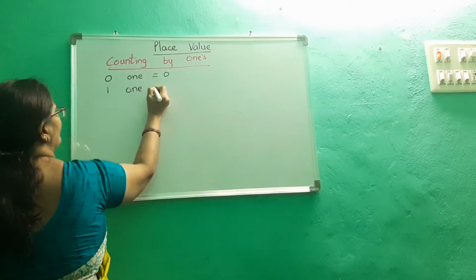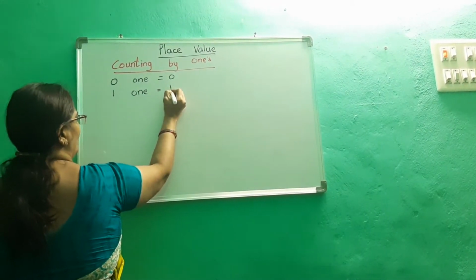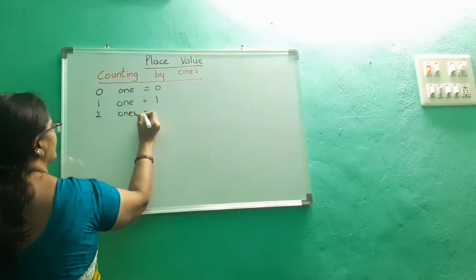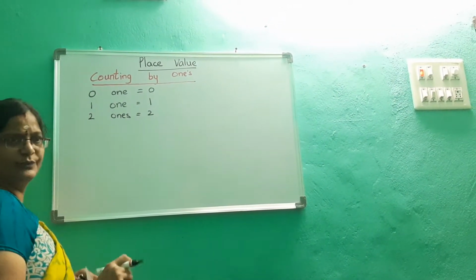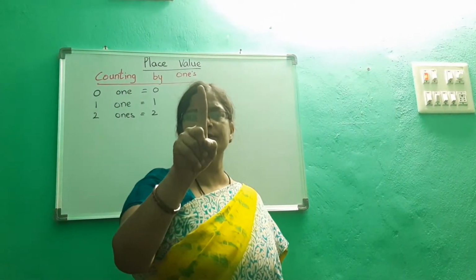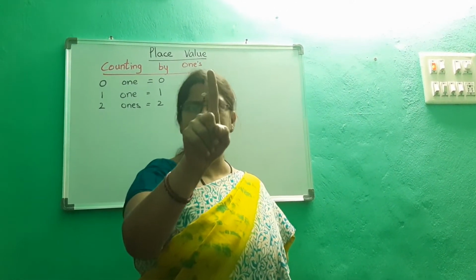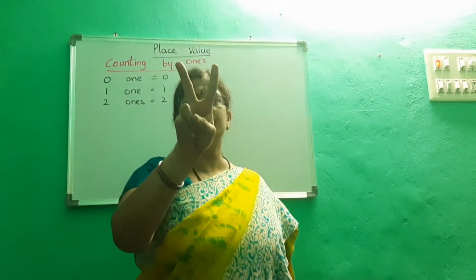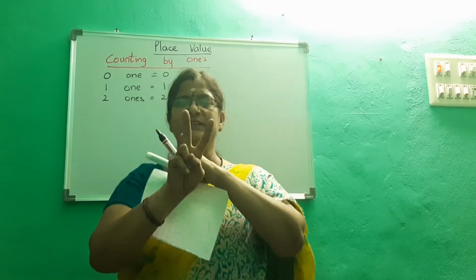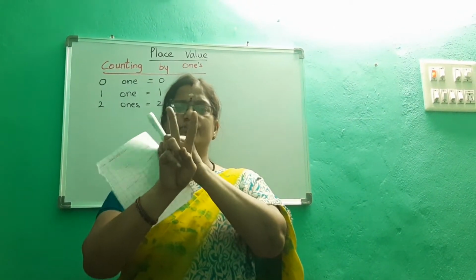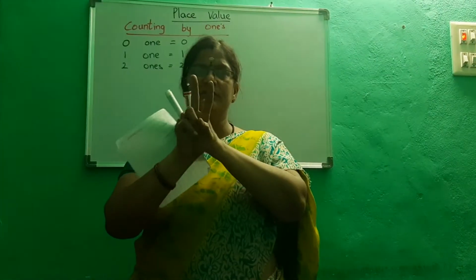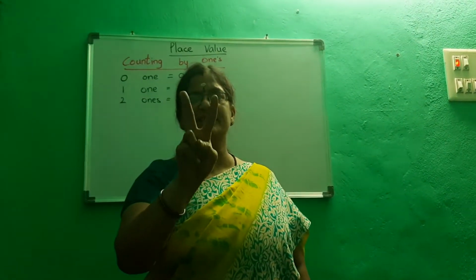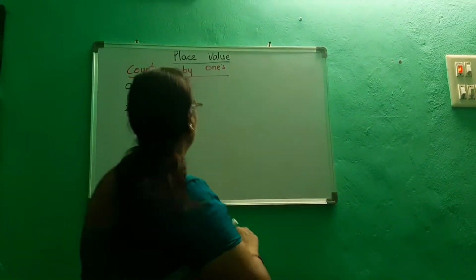1 one is equals to 1. 2 ones is equals to 2. See here, 1 one is equals to 1 only, isn't it? Don't have 2 here, 2 fingers, only 1 finger. Now 2 ones means this is 1 and this is 2. So 2 ones is equals to 2.